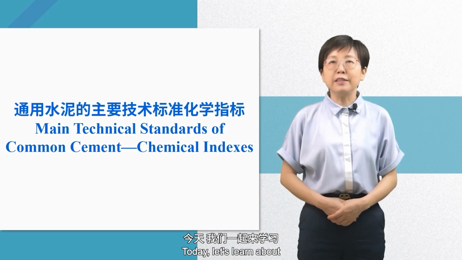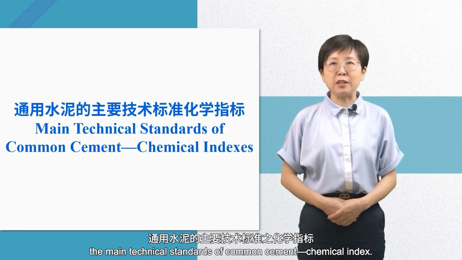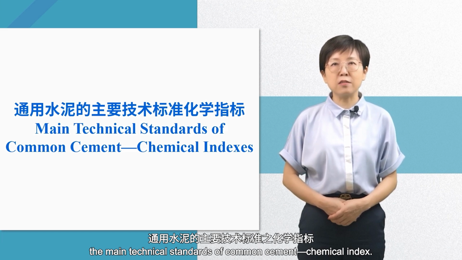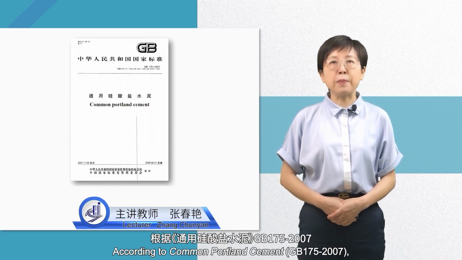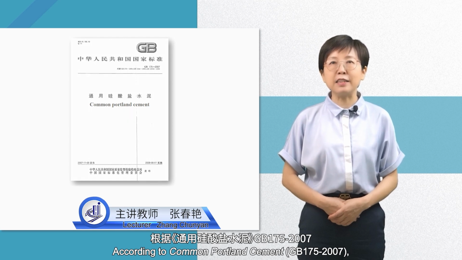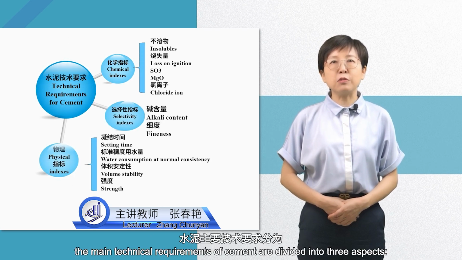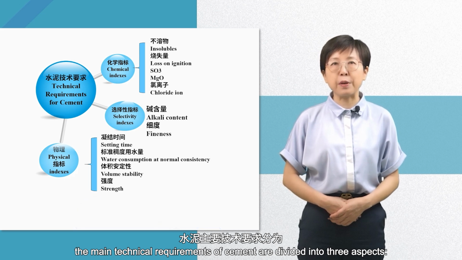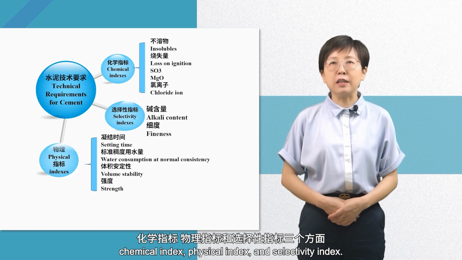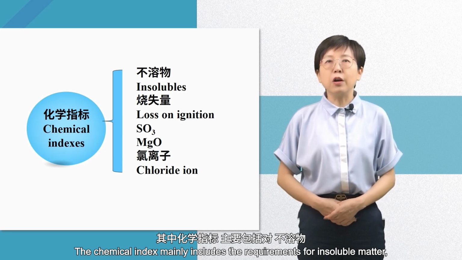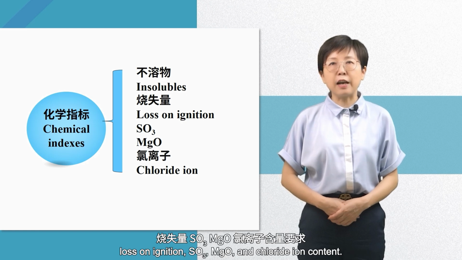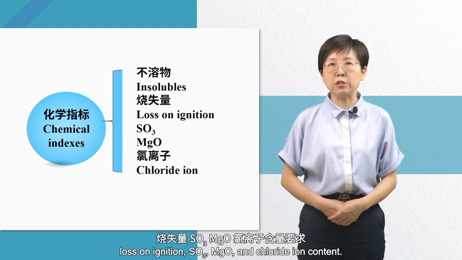Hello, everyone. Today, let's learn about the main technical standards of Common Cement, Chemical Index. According to Common Portland Cement, GB 175-2007, the main technical requirements of cement are divided into three aspects: Chemical Index, Physical Index, and Selectivity Index. The chemical index mainly includes the requirements for insoluble matter, loss on ignition, SO3, MgO, and chloride ion content.